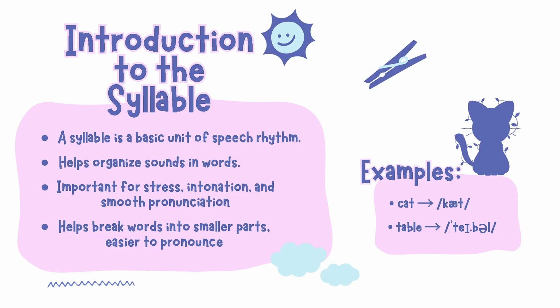When we speak, we don't pronounce every letter one by one. We speak in syllables. For example, the word cat has one syllable, cat. The word table has two syllables, ta-ble. So syllables help us know how a word should sound naturally when we speak.